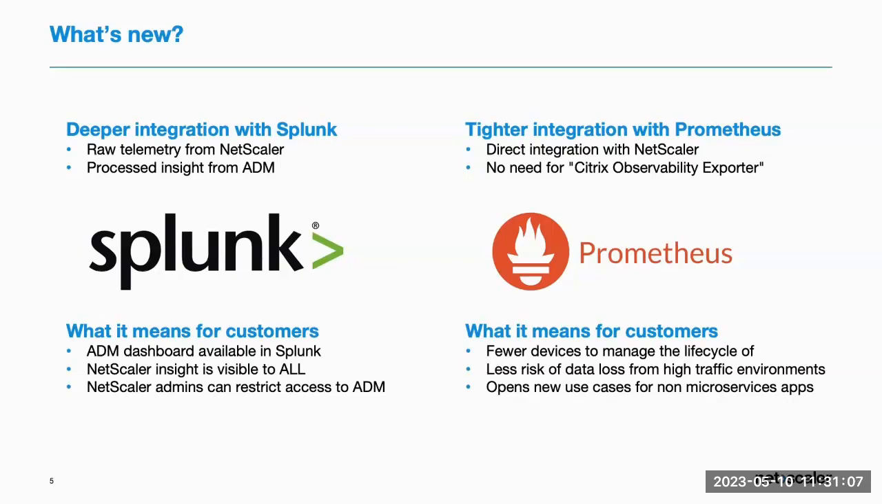In the past, we've been able to send data to Splunk from NetScaler, which is great, SNMP, logs, traps, and so on. But now we're taking this further. NetScaler ADM will start to send insight to Splunk. That is, not just the raw data, but the results of the ADM analysis. And so why does this matter?